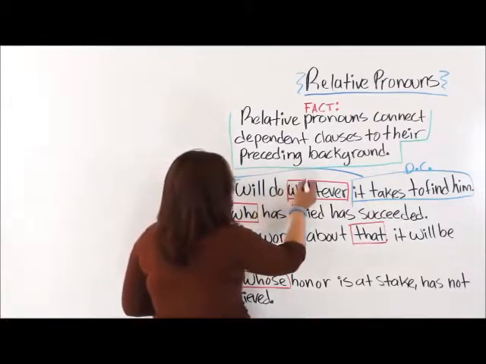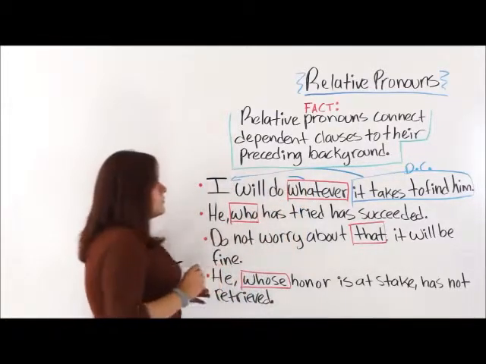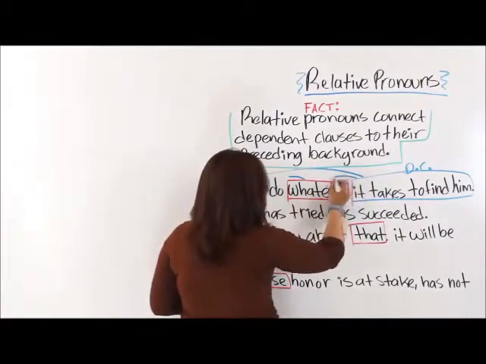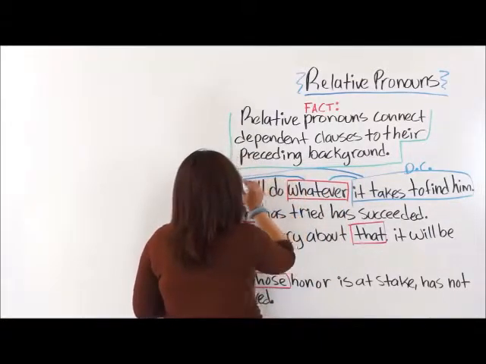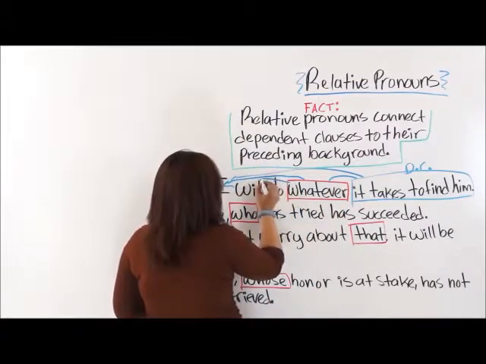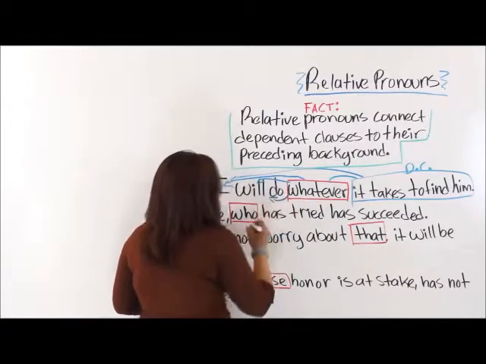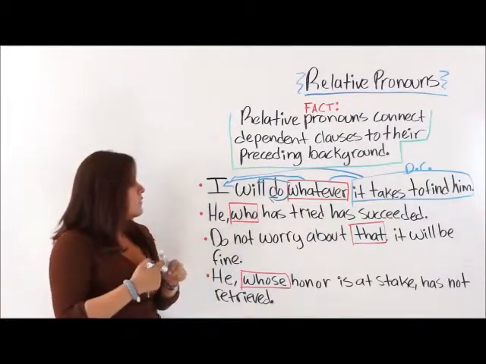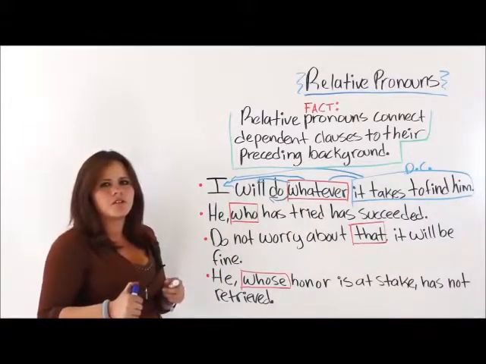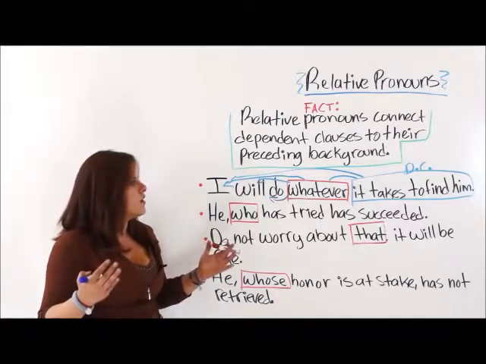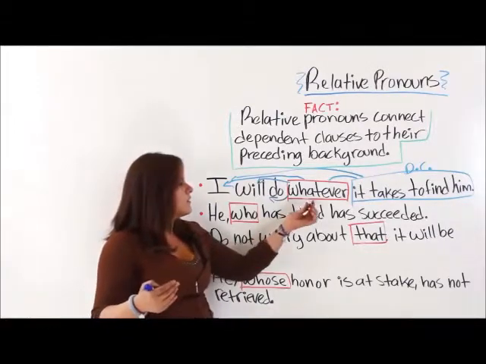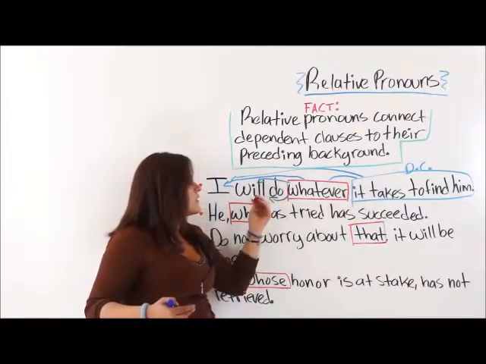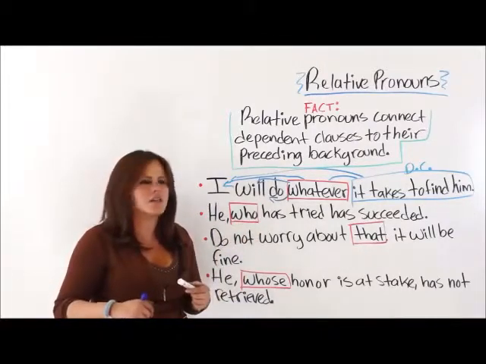So the function of this here, of whatever, which is a relative pronoun, is to connect this here to all of this, so it makes sense. What if you didn't have that there? I will do it takes to find him. It would not make sense at all. That is why we need a relative pronoun here to connect the dependent clause to its background. I will do whatever it takes to find him.